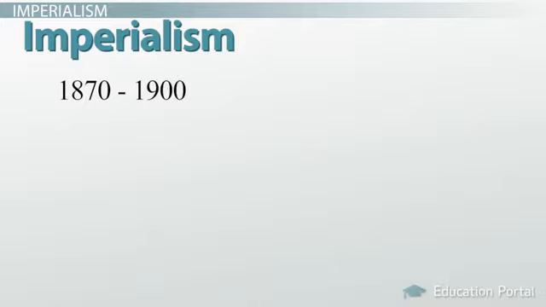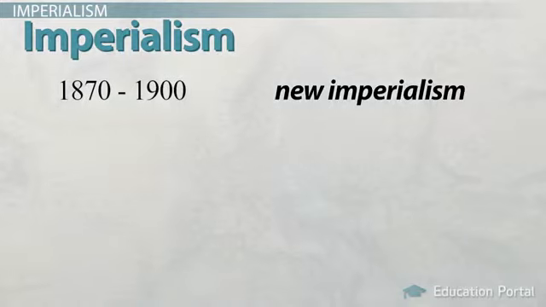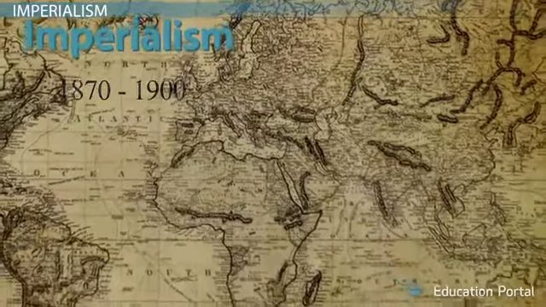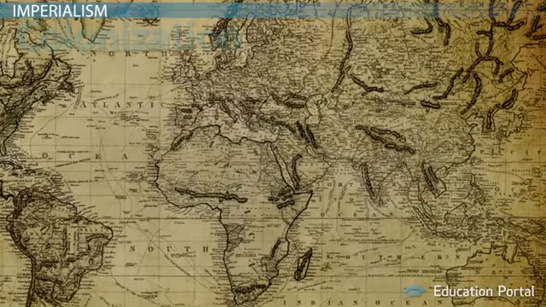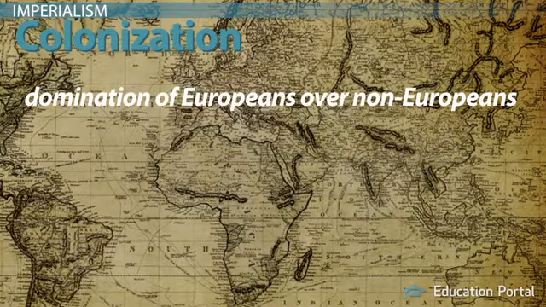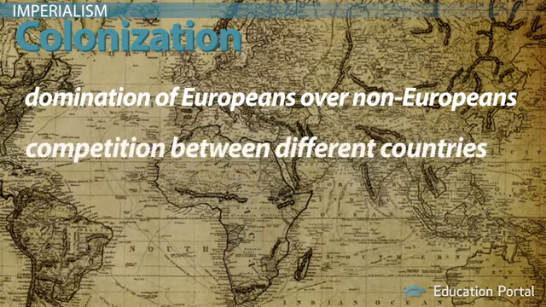Historians sometimes refer to this as New Imperialism, which basically meant that Europeans were making a mad dash for pieces of Asia and Africa. Why the sudden need for colonies? Well, colonization was basically the domination of Europeans over non-Europeans. A major factor that influenced colonization was competition between different countries.